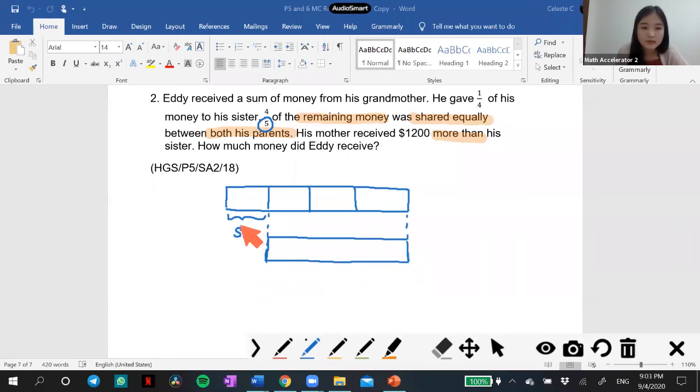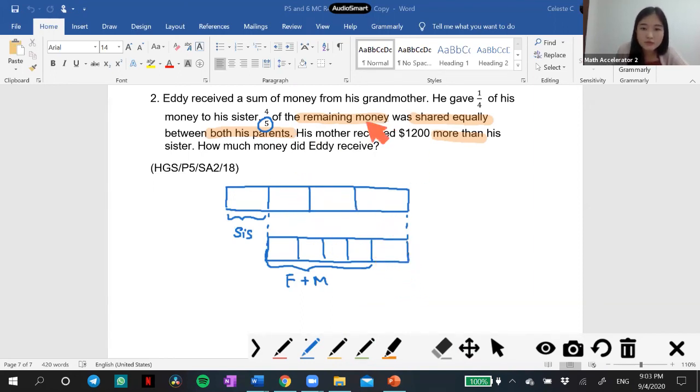Okay, so slowly, step by step. Right, now cut it into 5. 1, 2, 3, 4, 5. 4/5 of this was shared equally between both parents. So 1, 2, 3, 4. 4 out of these 5 units was for father and mother. So F for father, M for mother. Right, and then whatever is left here, they didn't mention anything about it.